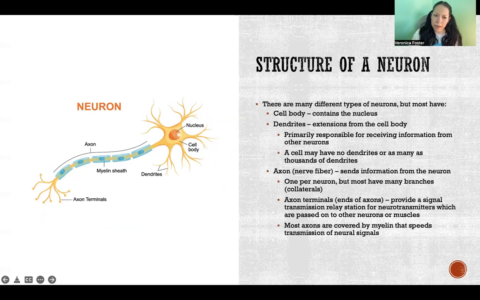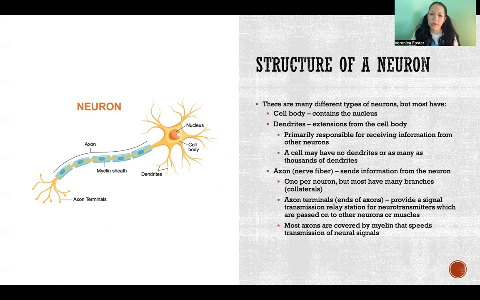So structure of a neuron. There are many different types of neurons that have different structures, different numbers of dendrites. And so there are lots of different types of neurons, but generally speaking, most have these three parts. First is the cell body, that's also referred to as a soma. That's the part of the cell that contains the nucleus.